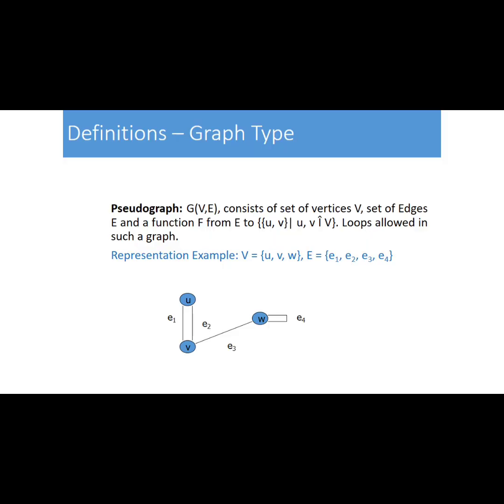Pseudograph. This graph consists of a set of vertices and edges. Here also three points are there, U and V are connected by two edges E1, E2, and V and W are connected by an edge E3. Particularly, the vertex W has a loop E4. We already know that a loop has the starting and end points the same, it's a point. So E4 is an edge whose starting and end points are the same vertex W. So a graph having multiple edges and a loop is called a pseudograph.